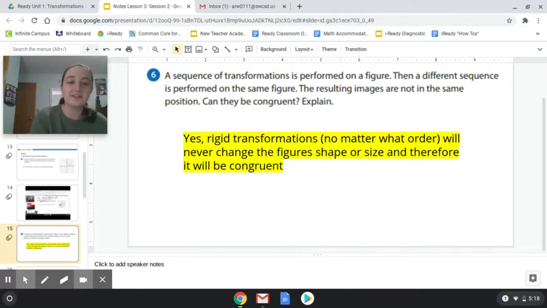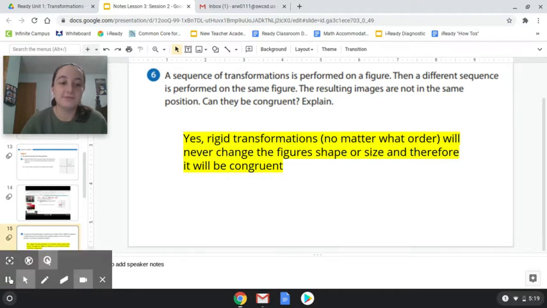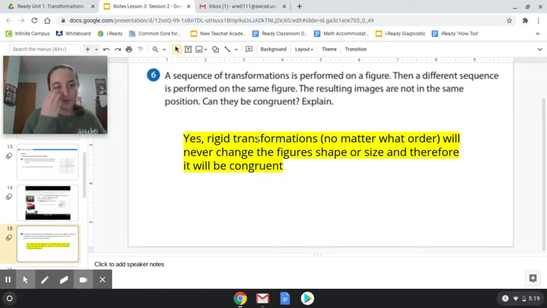Next, we have question 6, which asks, a sequence of transformations is performed on a figure, then a different sequence of transformations is performed on the same figure. The resulting images are not in the same position. Can they be congruent? And again, yes. Any rigid transformation, no matter what order, no matter how many times you do it, will never change the figure's shape or size, and therefore it will be congruent. So again, no matter what order you do the rigid transformations and no matter how many rigid transformations you do, it will never change the size or the shape. They will always be congruent.